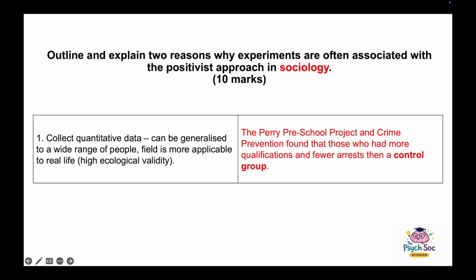You could then show your breadth of knowledge by referring to how the data from a field experiment is going to be specifically more generalisable to a real-life setting. The 10 marker finishes with a link back to the question, to positivism in sociology.